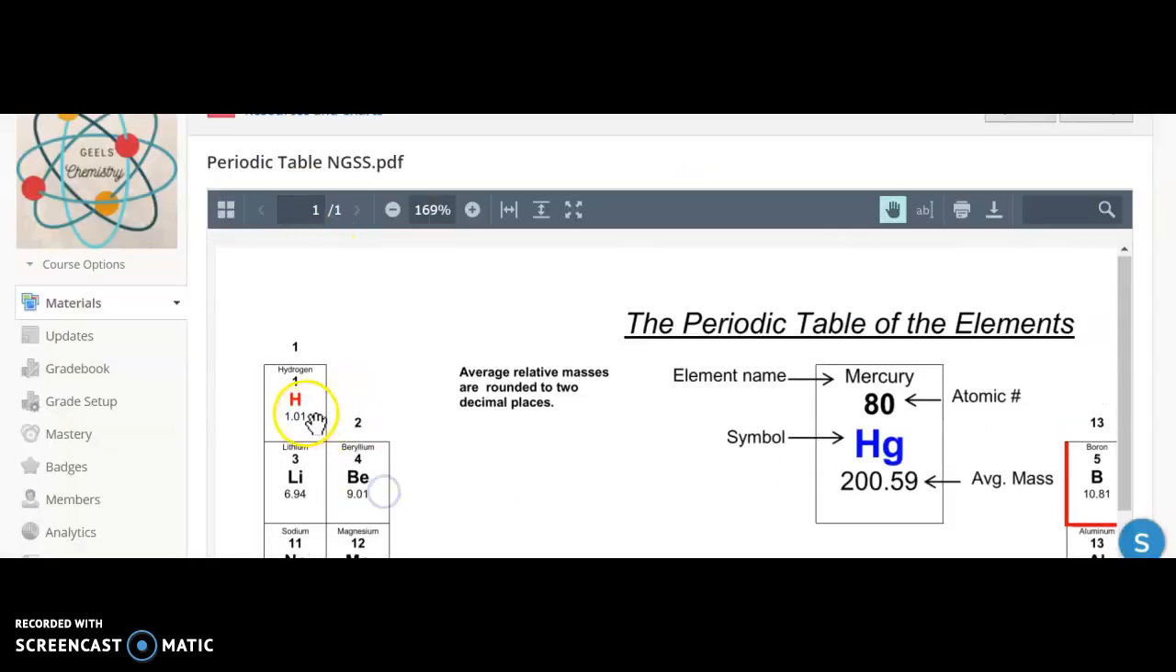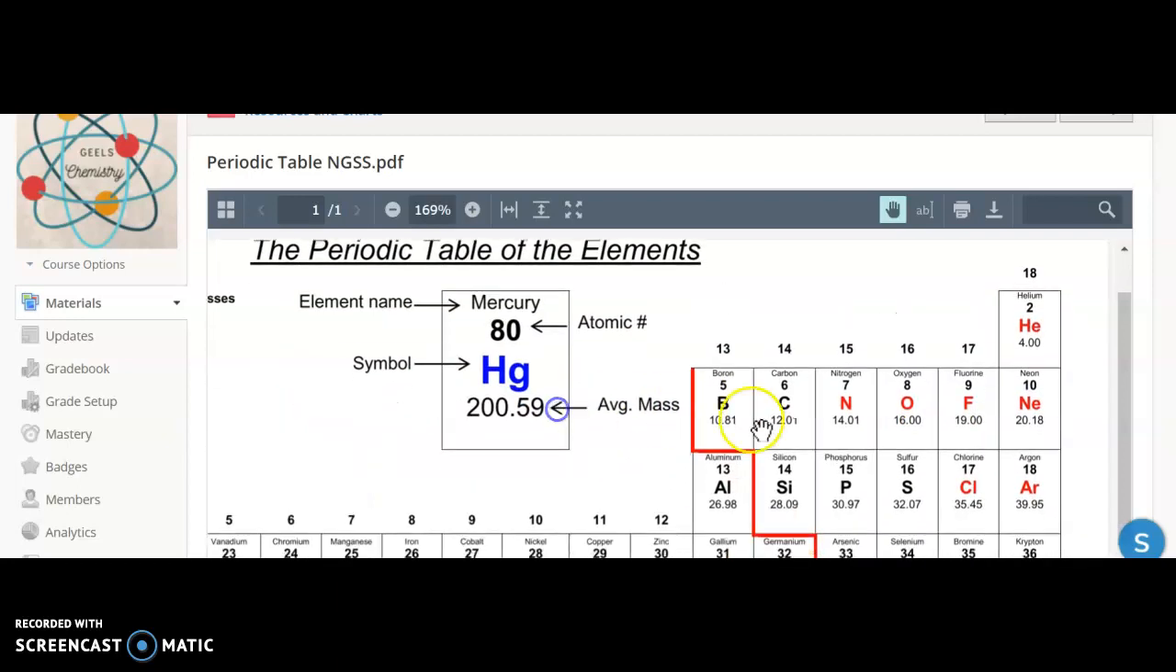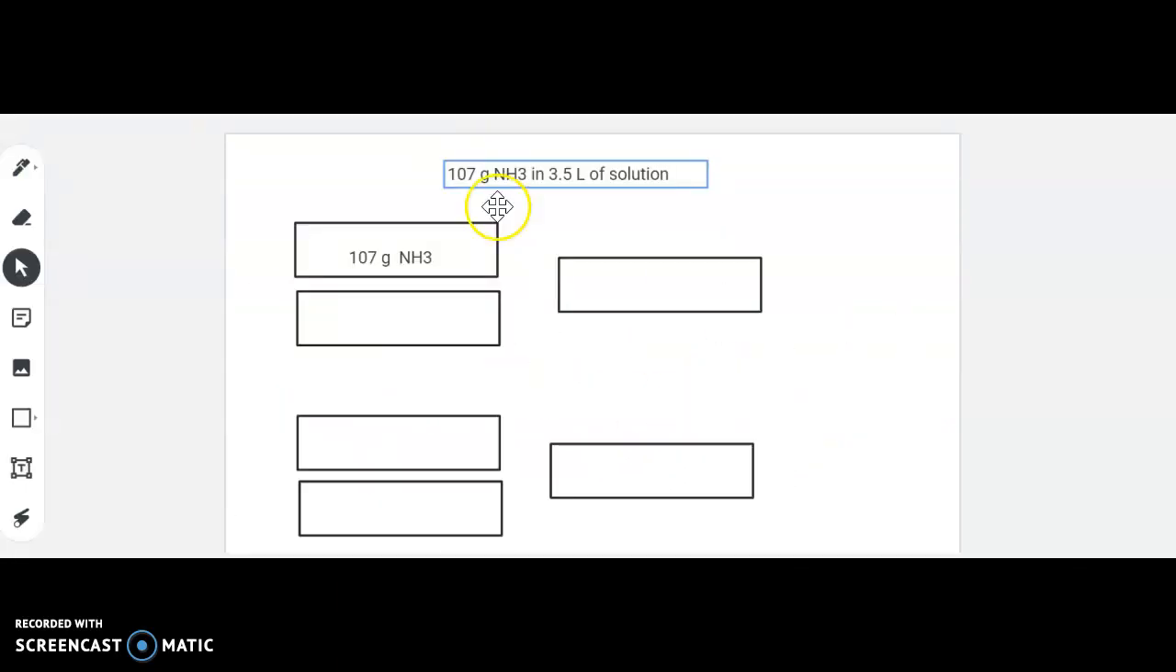On our periodic table, hydrogen is 1.01 and nitrogen is 14.01. To find the mass of NH3, you have 1 times 14.01 plus 3 times 1.01. When you add those together, we get 17.04 grams. That's the molar mass of NH3. We're going to plug that in down here and divide.